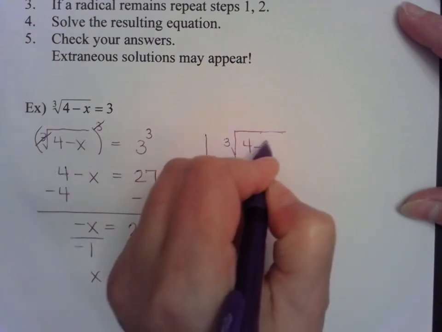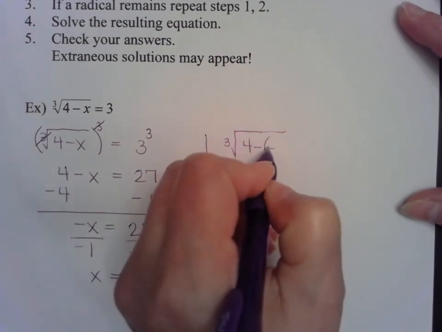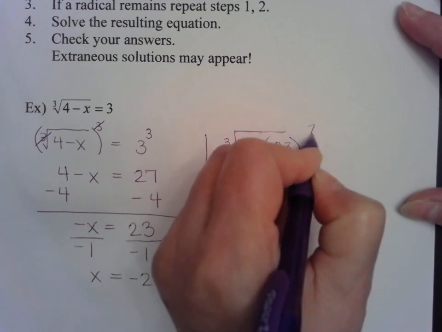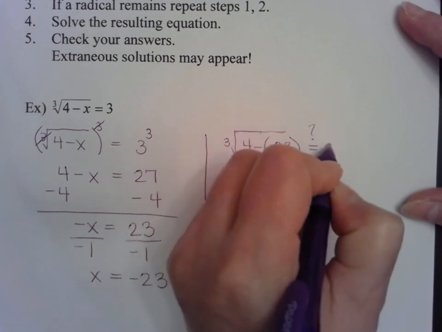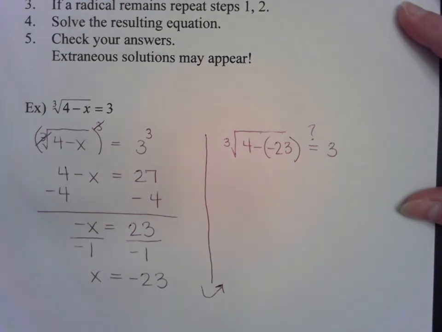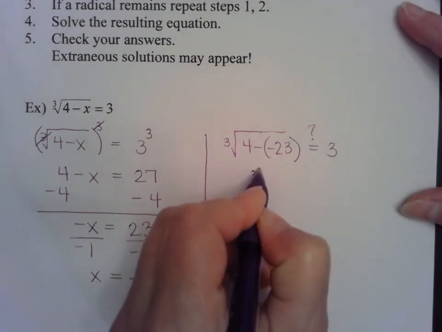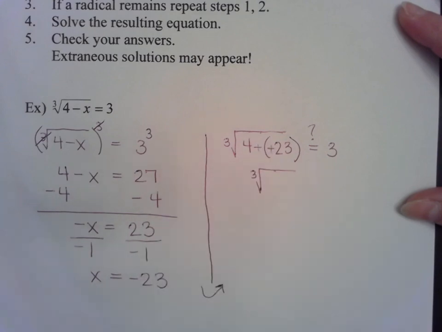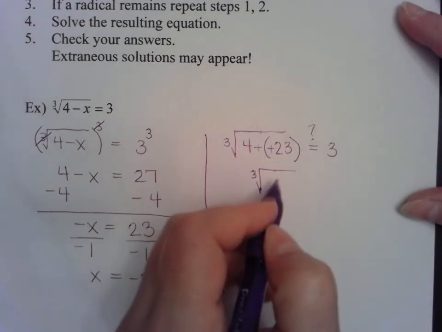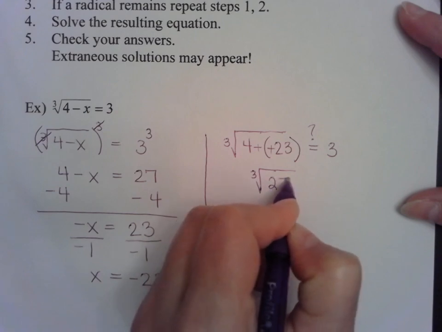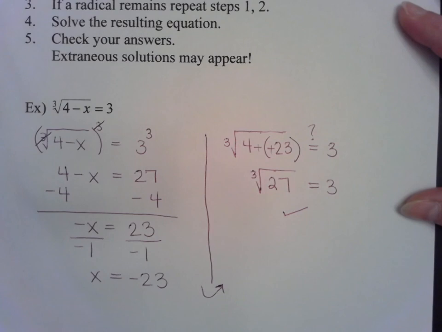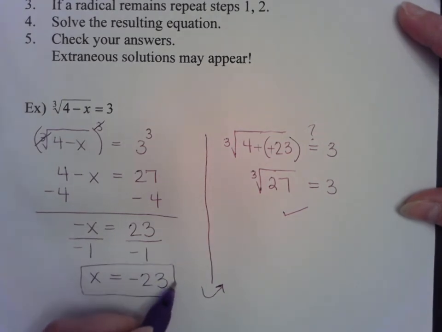So I'm going to go back and I'm going to substitute negative 23 for x. See if this comes out to 3. So this would be the cube root. These two negatives here are going to form a plus, so this will be the cube root of 27 equals 3. You know that's true. So this solution does work.